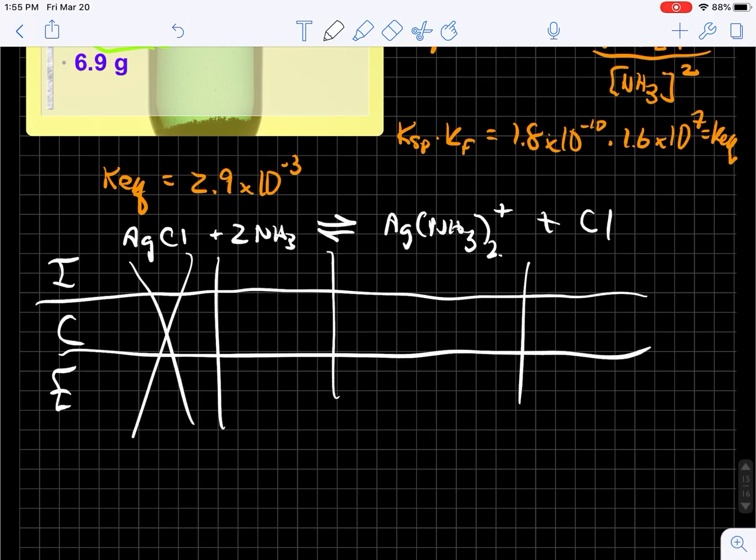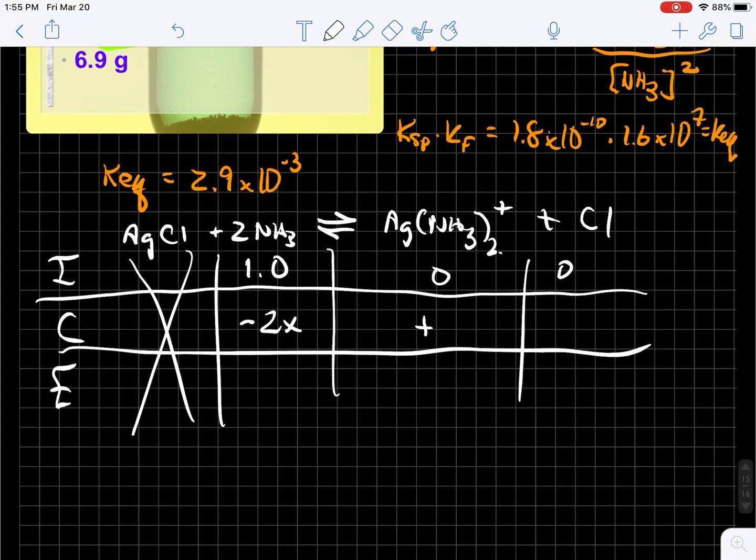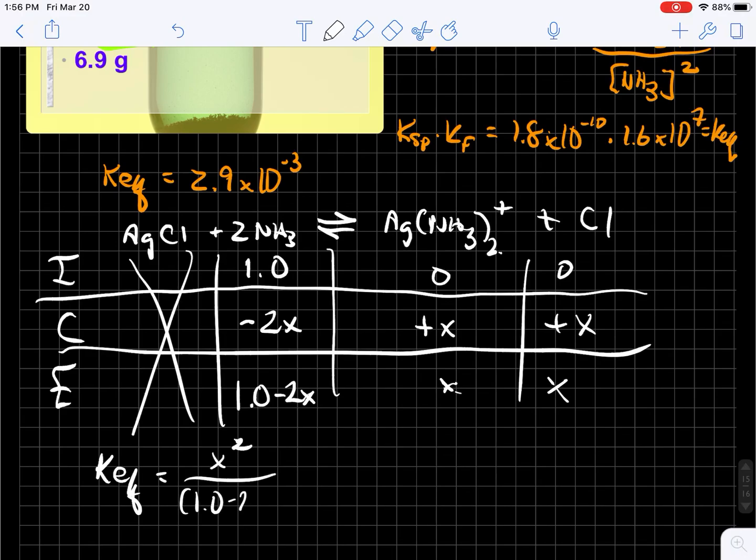And I do not care about the silver chloride because it's a solid. So this is going to start out as ammonia as 1 molar, and then it's going to change by 2x. My products start out as 0, and each of them goes up by x. So this winds up being 1 minus 2x. This is x. This is x. Now I can substitute into KEQ, and I get x squared over 1 minus 2x is equal to 2.9 times 10 to the minus 3.